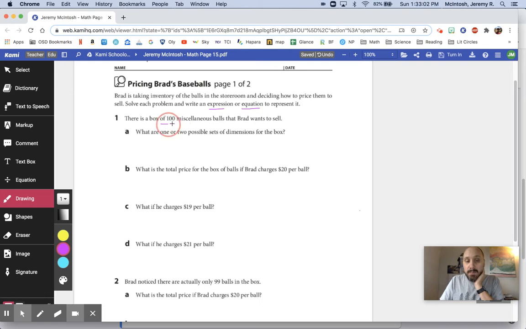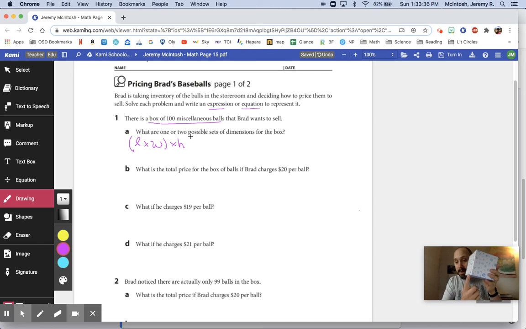There is a box of 100 miscellaneous balls that Brad wants to sell. So he has 100 of them, and it's a box. It says, what are one or two possible sets of dimensions for the box? So it's a rectangular prism, and remember, when we are looking for volume or dimensions, we use length times width, and we put that in parentheses.